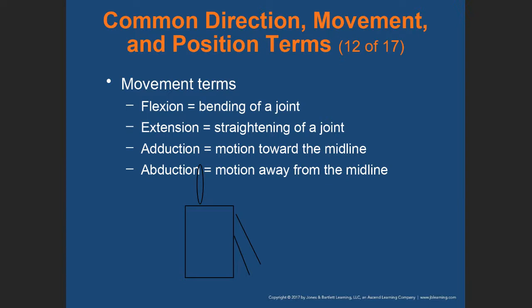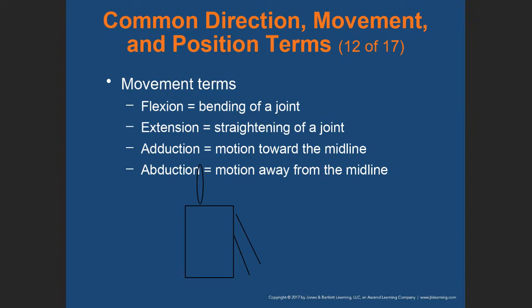Now, adduction means the limb is moving towards the body. There is no flexion or extension. It's just movement of that limb towards the body. So you're trying to position the patient's limb towards the body to log roll the patient, and the patient complains of pain. That's pain on adduction. So it's motion towards the midline.